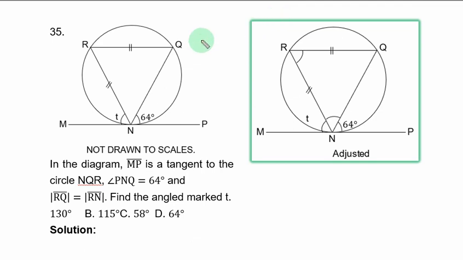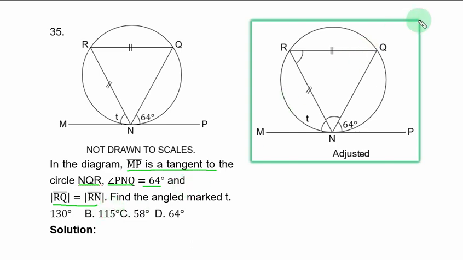Question 35. In the diagram, MP is a tangent to the circle NQR. Angle PNQ is 64 degrees and arrow Q is equal to arrow N. Find the angle marked T.